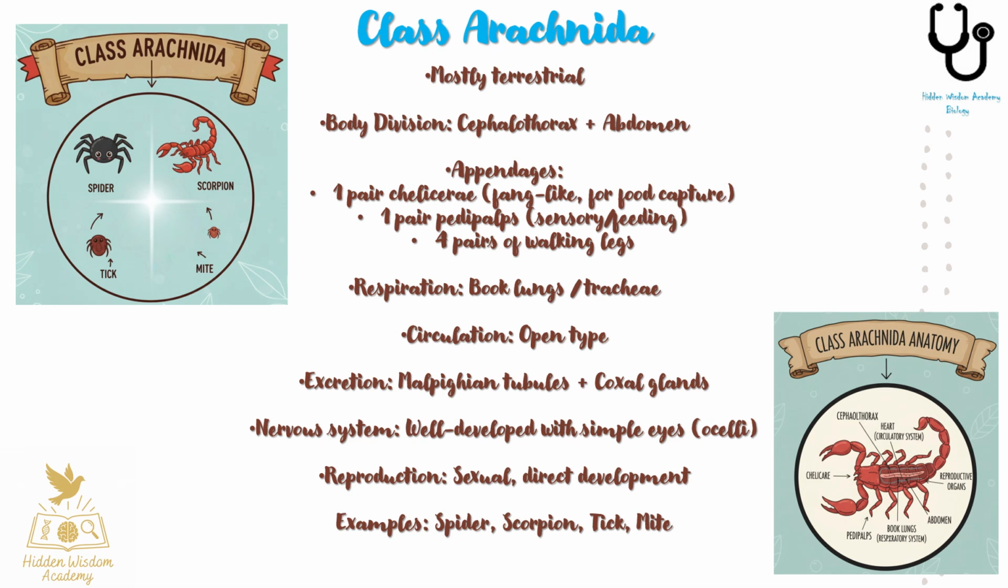Their excretory system includes Malpighian tubules and coxal glands. Most have simple eyes, and reproduction is sexual with direct development. Spiders, scorpions, ticks, and mites are the best-known examples of this class.